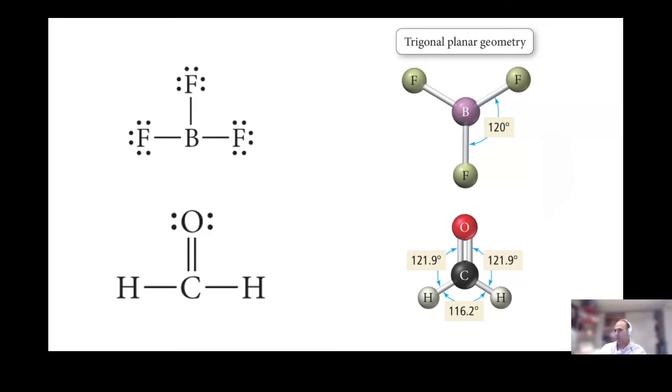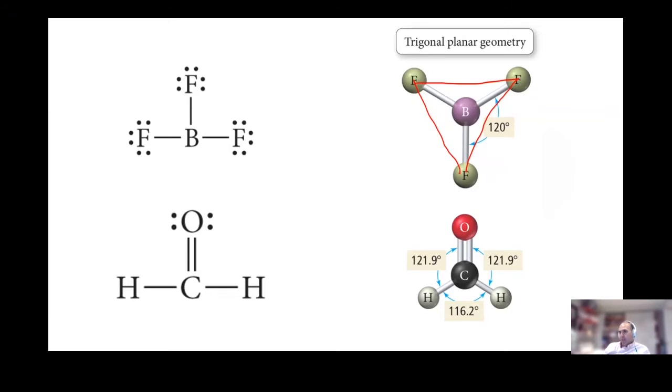So if we look a little closer here, if we take the case of BF3, this is not a great triangle, but the fluorine atoms make up the corners of an equilateral triangle, and the bond angle is 120 degrees. So again, keep them nice and far away.